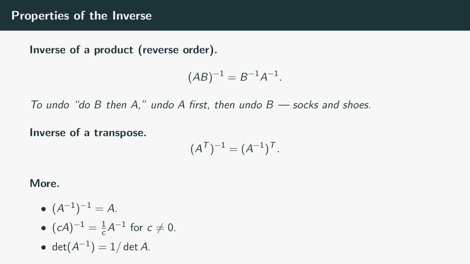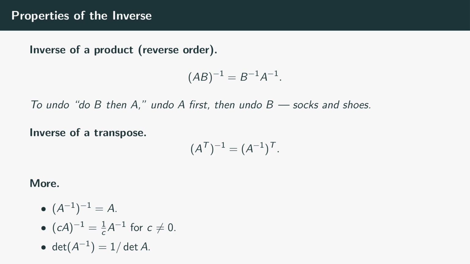A few properties of inverses earn their place in memory. The most important is the inverse of a product. The inverse of A times B is B inverse times A inverse, in reverse order. Think of it as socks and shoes. In the morning you put on socks, then shoes. To undo it in the evening you take off the shoes first, then the socks.